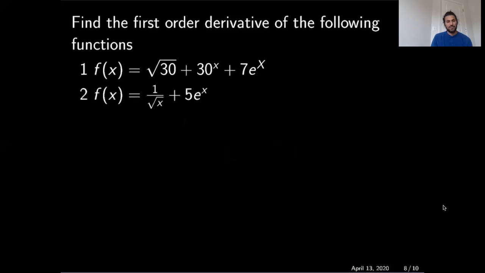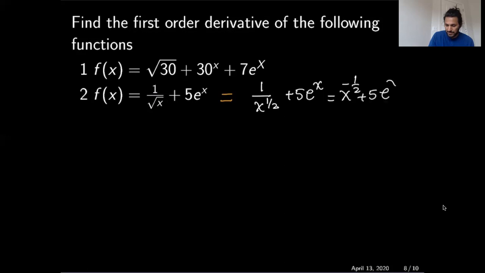Our next problem is x to the 1 over square root of x plus 5e to the power x. Before I calculate the derivative of this function, I will simplify this function and turn it into a power function. So this is x to the power 1/2 plus 5e to the power x, which will become x to the power negative 1/2 plus 5e to the power x.